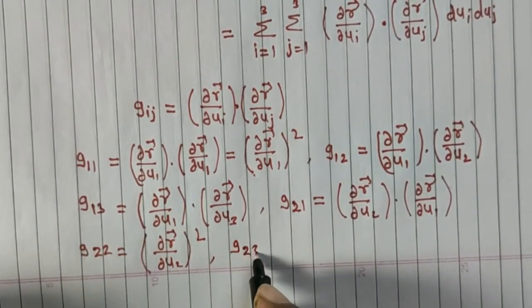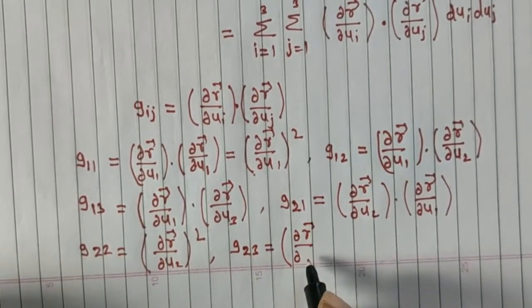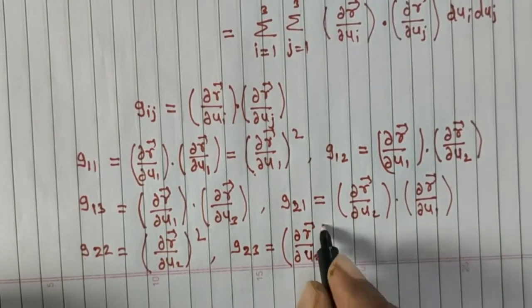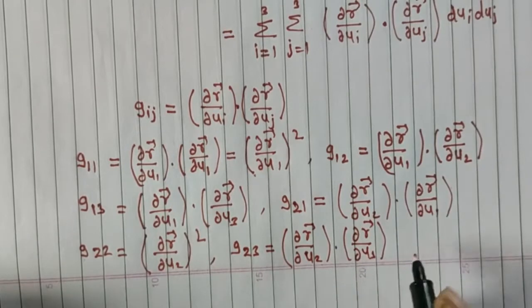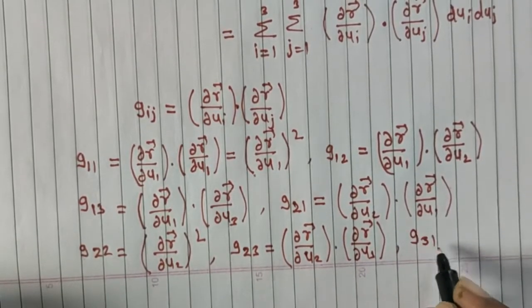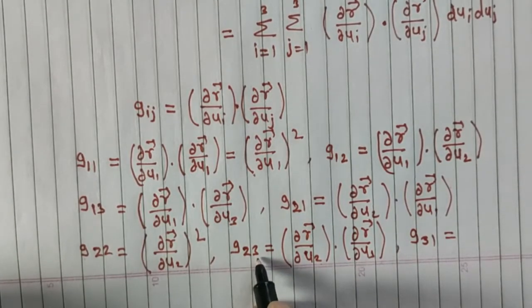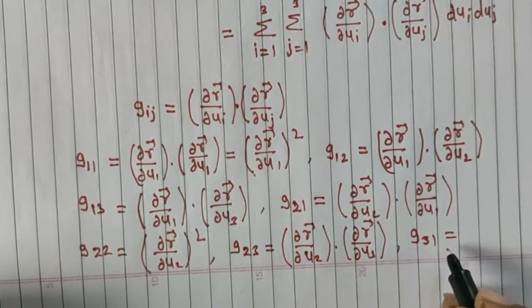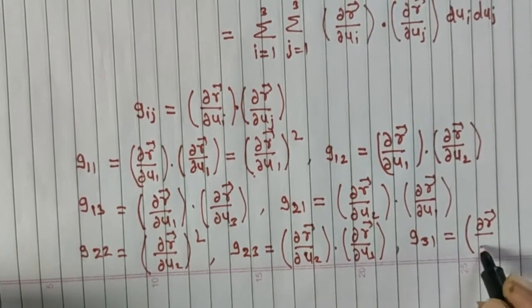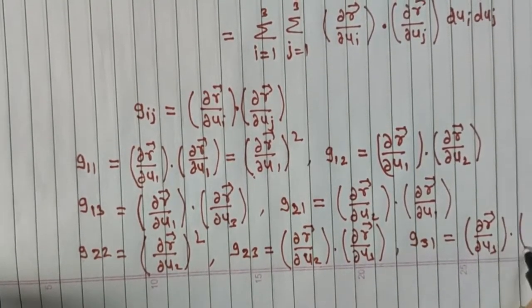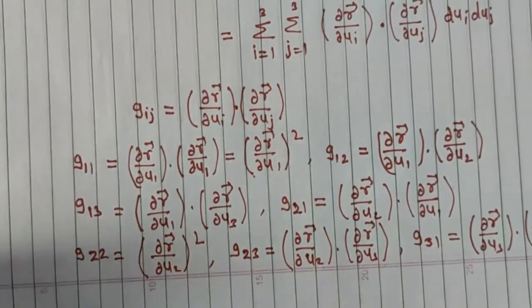G23, that will be ∂r̄/∂u2 dot ∂r̄/∂u3. Then 3, 1 will be there, because j can run from 1 to 3, so 3 is finished. So I will start with i is equal to 3, j is equal to 1, so that will be ∂r̄/∂u3 dot ∂r̄/∂u1.